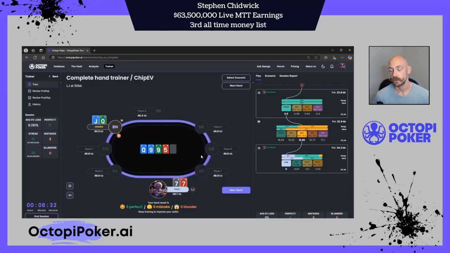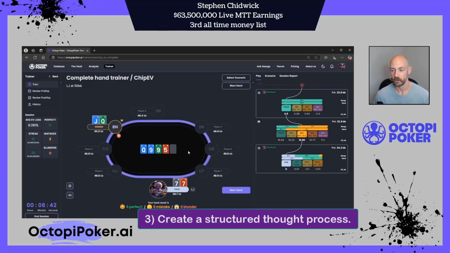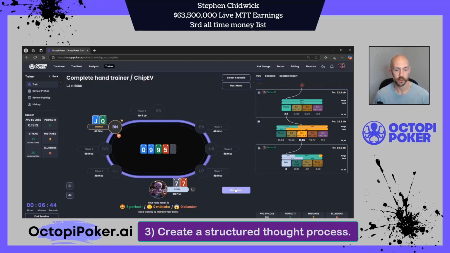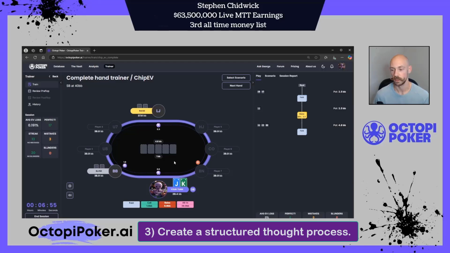Okay, tip number 3 is to create a structured thought process when you're going through a hand. It doesn't have to be exactly the same time, but if you have certain things you think about that you can repeat when you're playing, I think that will lead to you being able to think clearly in the moment when you're in a high pressure situation.